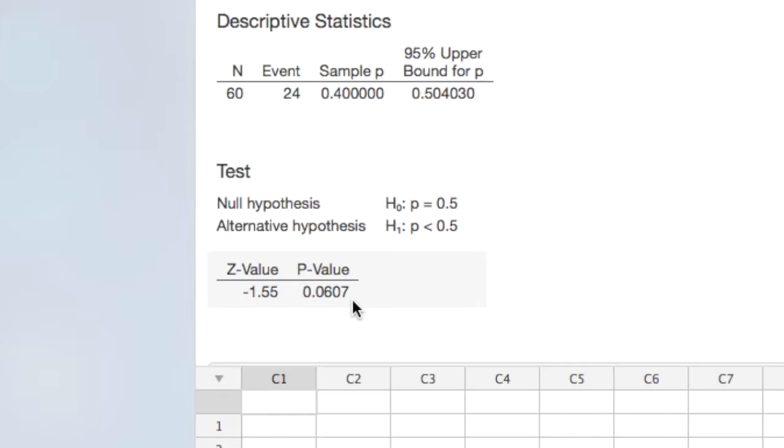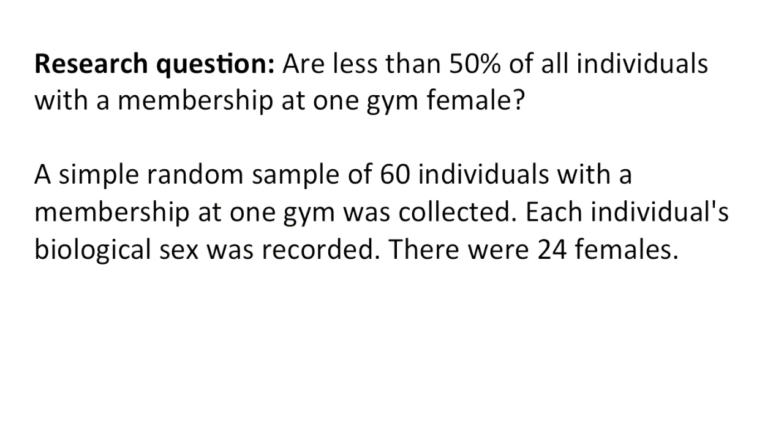Step 5, we state a real-world conclusion. Because we failed to reject the null hypothesis, that means that there is not sufficient evidence to state that the population proportion is less than 0.5. To go back to our original research question, there is not evidence that less than 50% of all individuals with a membership at this gym are female. Our results could be said to be not statistically significant.